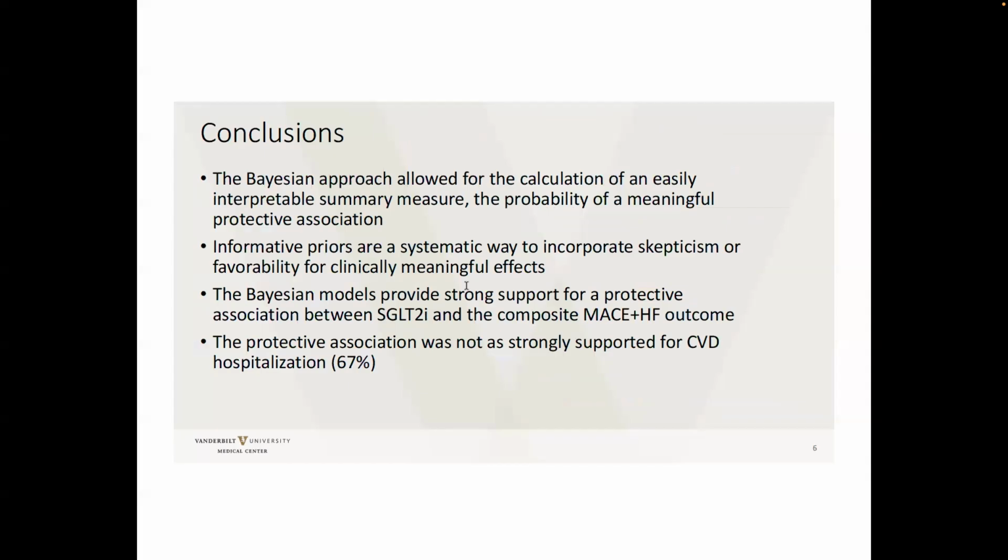So this Bayesian approach is a nice addition because it allowed for the calculation of the probability of a meaningful protective association. It also allowed us to incorporate skepticism or favorability for clinically meaningful effects. The Bayesian models provide strong support for a protective association between SGLT2 and the composite outcome. However, the protective association was not as strongly supportive for the individual component CVD hospitalization.